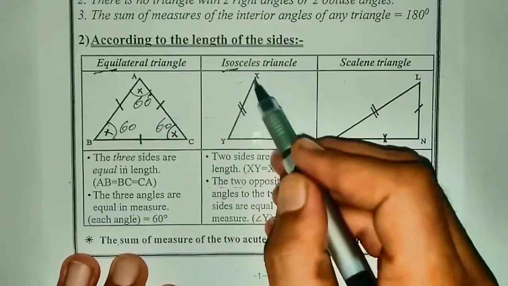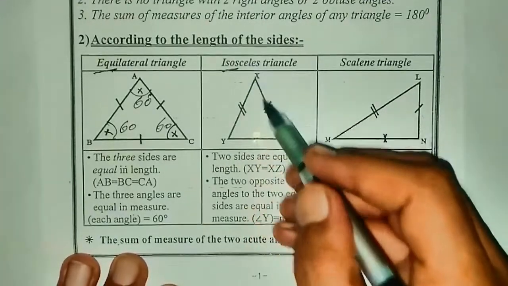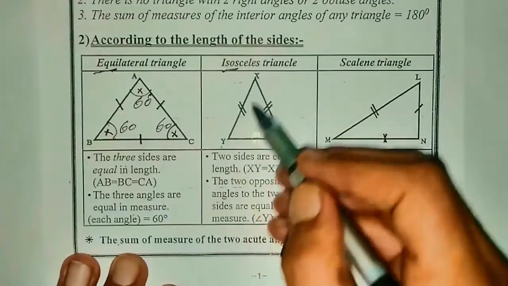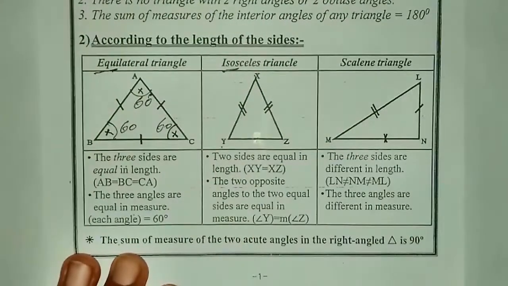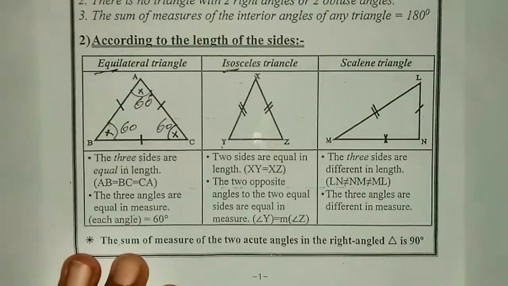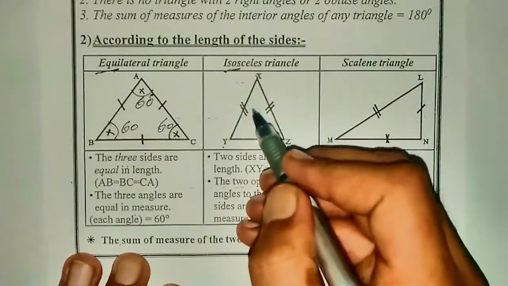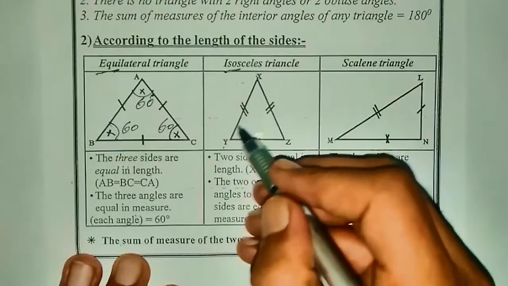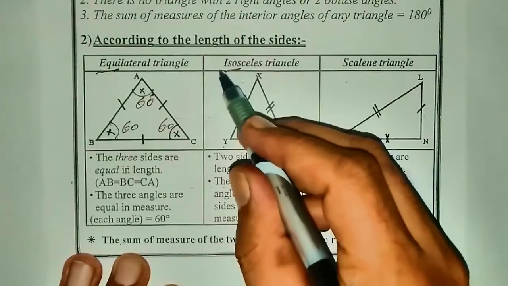Isosceles triangle has 2 equal sides, like XY equals XZ, and also has two equal angles. XY equals XZ, and also has 2 equal angles. This triangle is called isosceles.